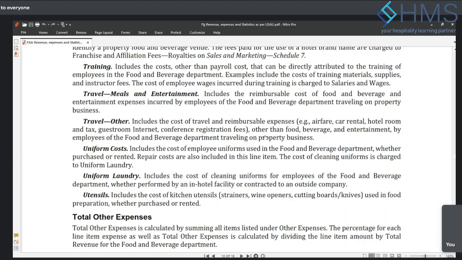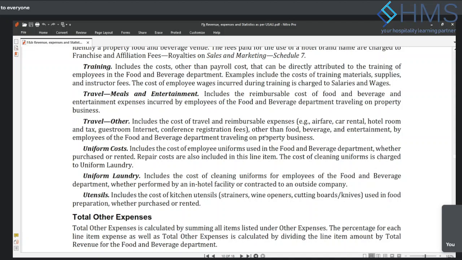Then you have to understand how we are going to analyze these expenses when we are preparing our P&L. Many of these expenses depend on the number of customers that you have in the property, right? So you will have a look at the customers, how many covers they are serving, and look at the per cover cost for all these expenses, and compare with your budget or last year to see whether your expenses are really in control or not.